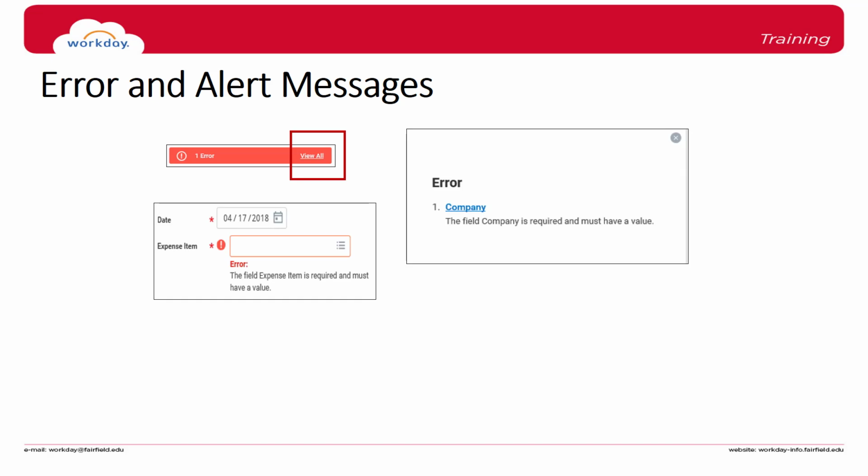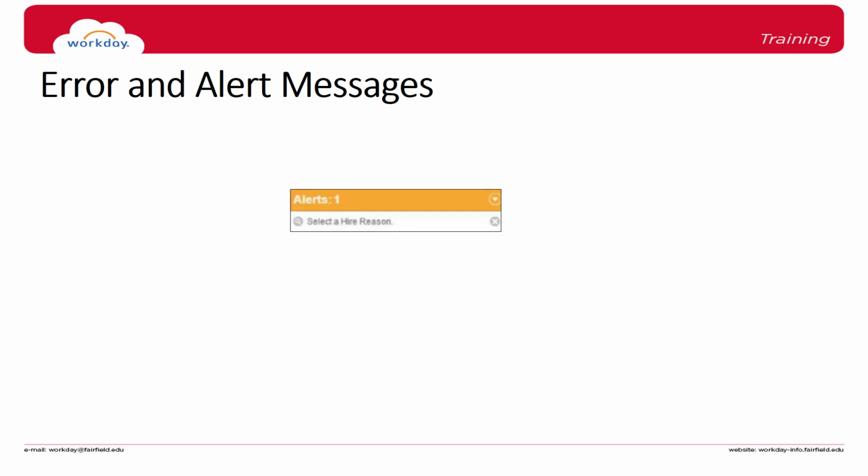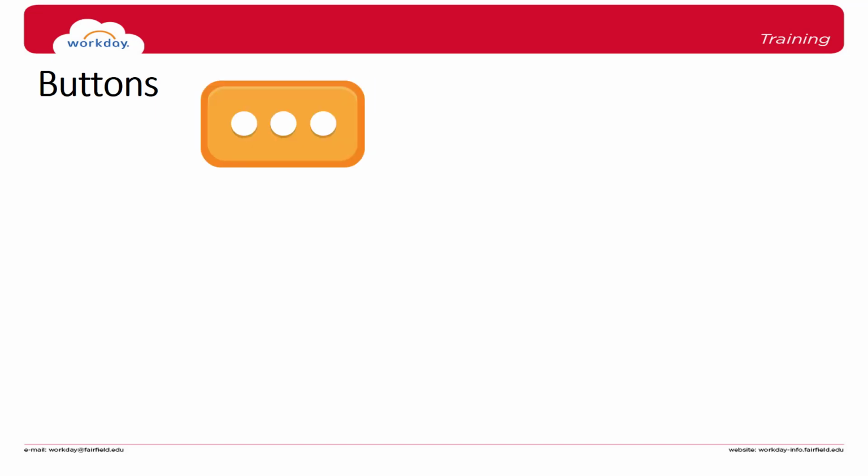Click View All to get more information about the error. The field or fields affected will be highlighted in red. Alerts notify you of a potential problem on the page, but the task can still be completed. The orange Related Actions icon indicates that various actions can be taken on that item. Click the icon to display a menu of actions.